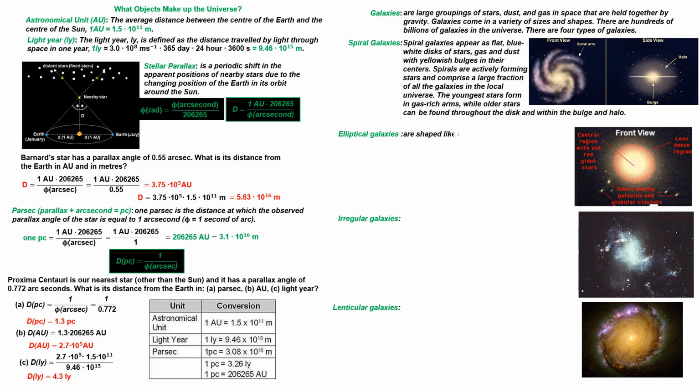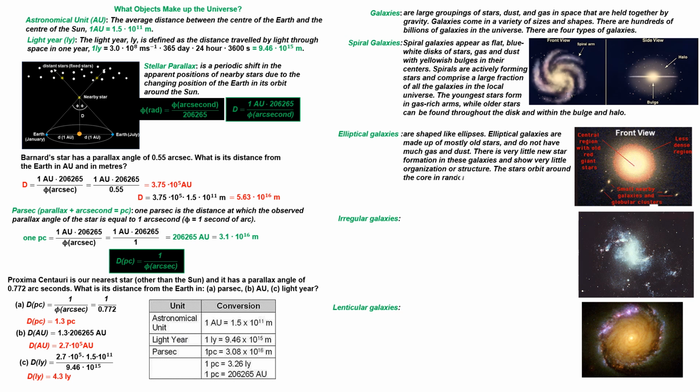Elliptical galaxies are shaped like ellipses. Elliptical galaxies are made up mostly of old stars and do not have much gas and dust. There is very little new star formation in these galaxies, and they show very little organization or structure. The stars orbit around the core in random directions. The largest galaxies we see are elliptical, but elliptical galaxies can also be small.